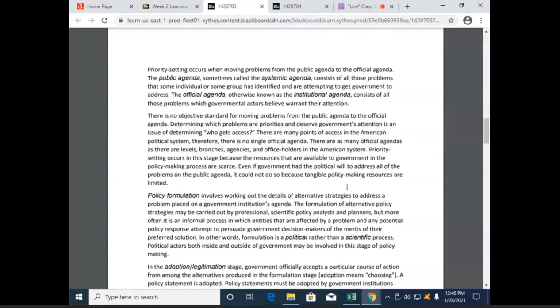Everybody with me? So the public agenda, all those problems that someone or some group of people have identified and they want government to do something about. The institutional agenda or the official agenda, all those problems that have been taken up by government for consideration. Now, one quick caveat here, maybe two. When we say official, it makes it sound very formal, unlike this document that we're talking about, the agenda for the meeting, which is very formal.